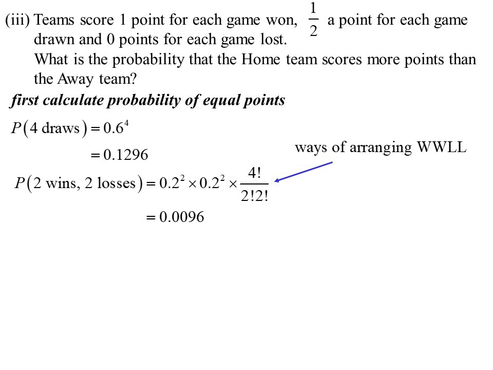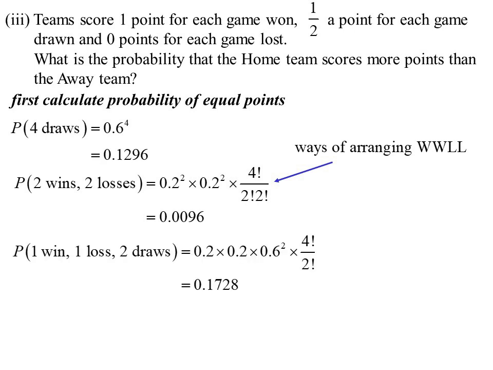0.0096. Is there another way of equal points? Yes. How about we got 1 win, 1 loss and 2 draws? So that would be 0.2, 0.2, 0.6 squared, but then the number of ways of arranging win, loss, draw, draw, those letters would be 4 factorial over 2 factorial, so 0.1728. I think that pretty much covers all the ways of getting equal points.